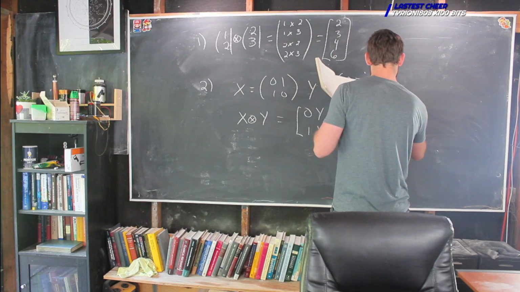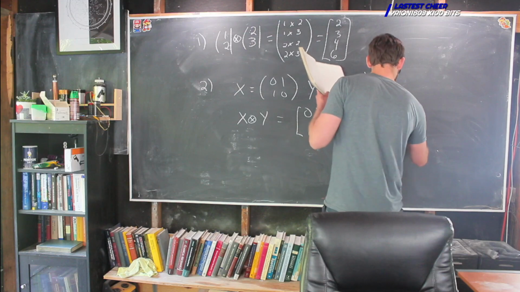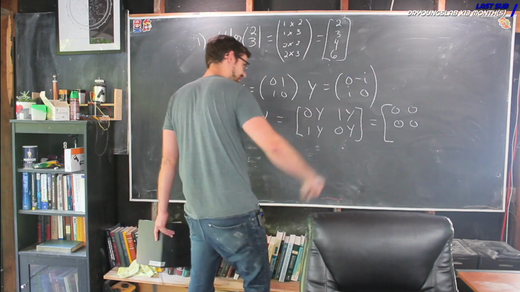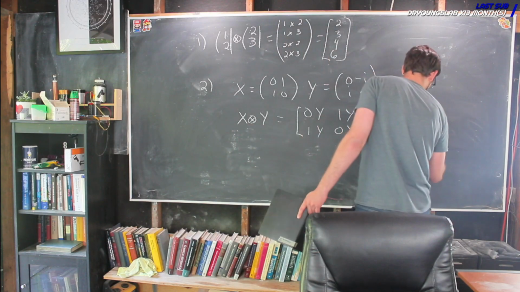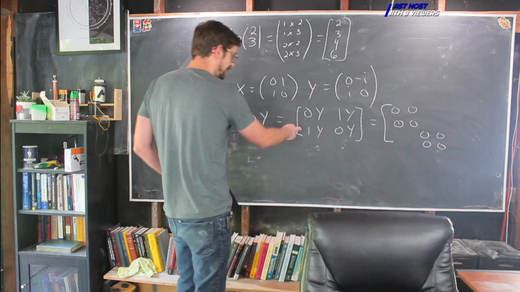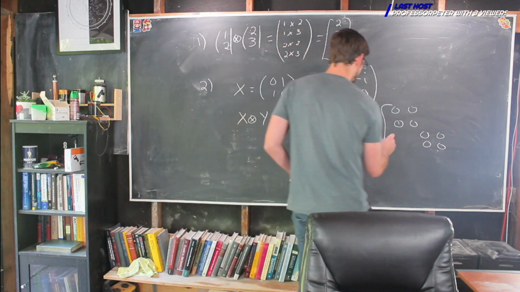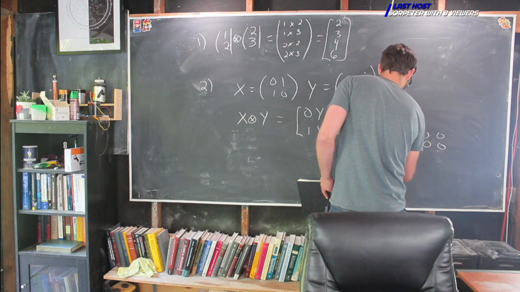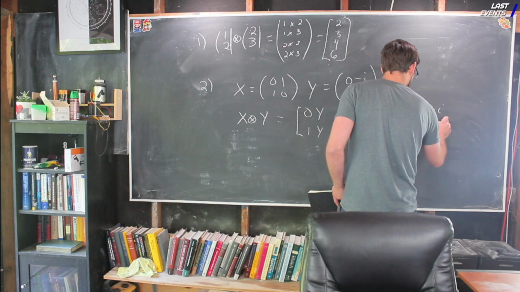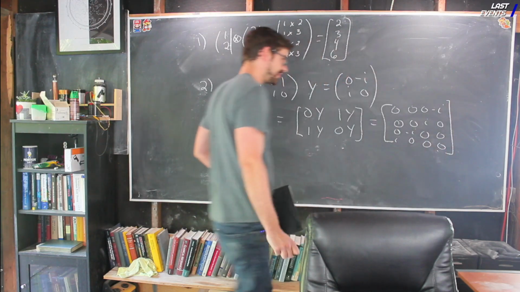0, 0, 0, 0 for the top quadrant. Anything times 0 is going to be 0. Same thing for down here. Now the off diagonals are just being multiplied by 1, so that's going to be [0, -i; i, 0]. And here will be [0, -i; i, 0], and there we have our tensor product.